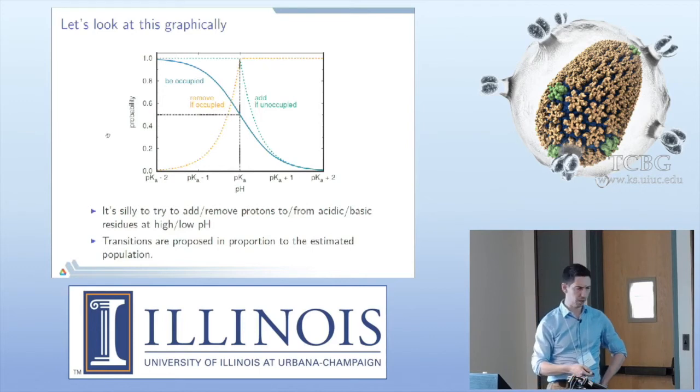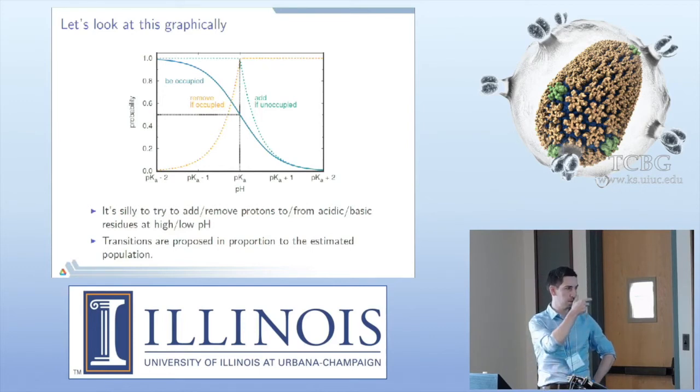So if that was unclear, I think this benefits from just a graphical view. If I look at the probability that I have a proton on a given site, it's just a sigmoidal curve that decreases as I increase the pH. So if I have some pKa, if my pH gets much larger or much less than that pKa, I will have a much lower probability of having a proton on that site and much higher probability of being off that site.